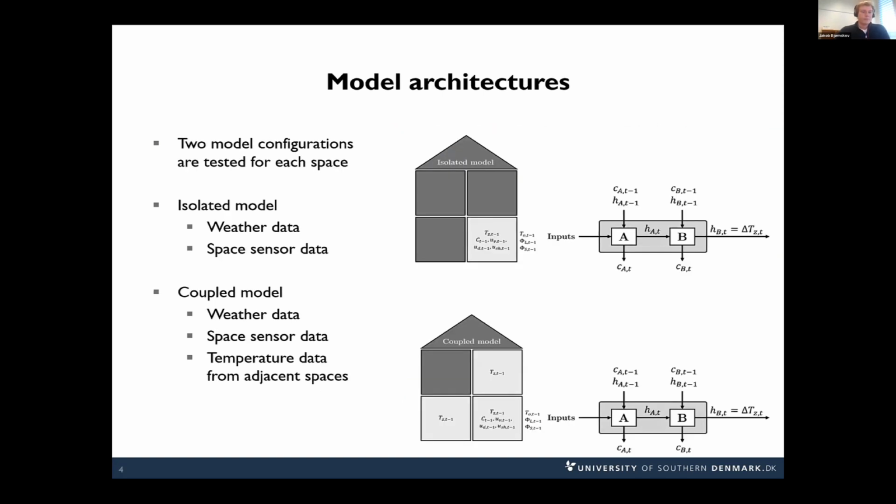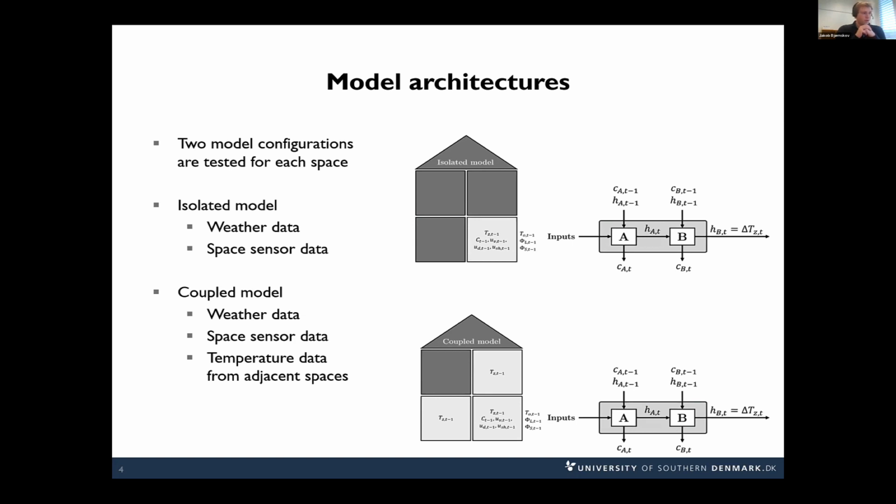Okay, so as we want to investigate how we can develop these modular ANN models that are able to account for this thermal interaction with adjacent spaces, we are comparing two different models. The first one we call the isolated model. It's basically considering all the data sampled for the modeled room: the indoor temperature, CO2 concentration, the different positions of valve, dampers, and shades. And in addition, it includes weather data. And these are then applied as inputs to this model.